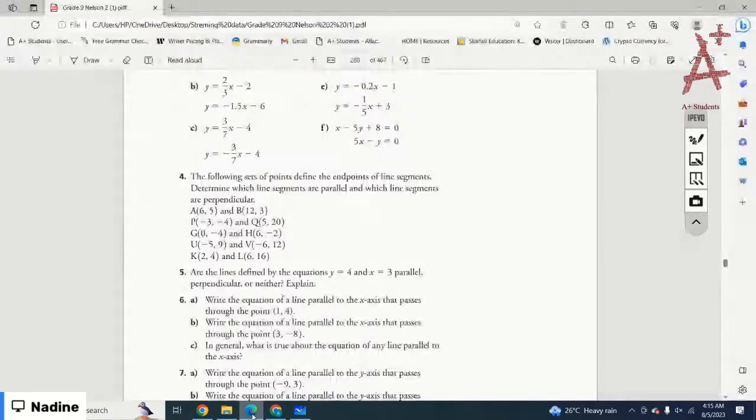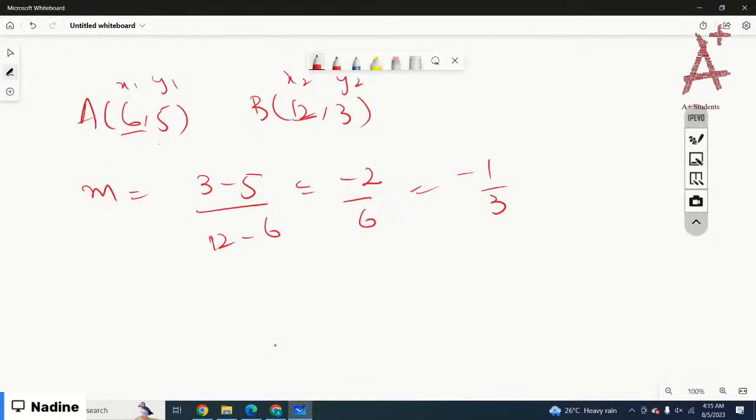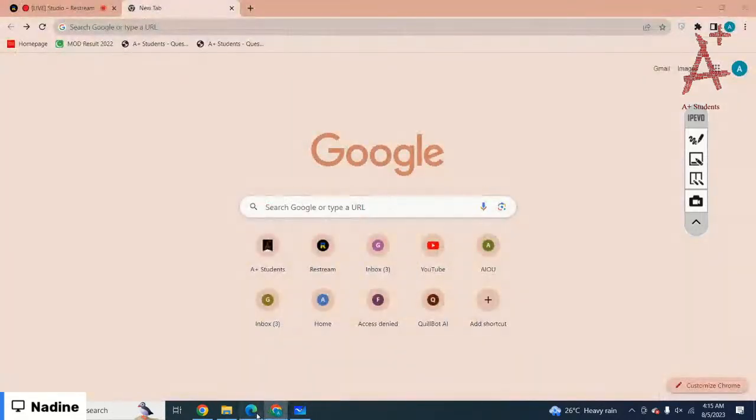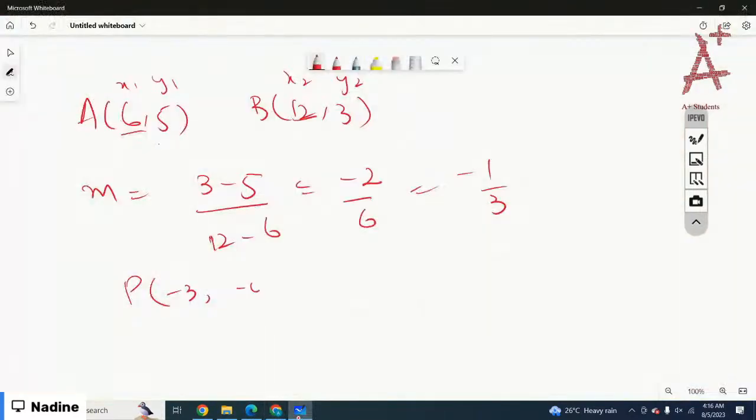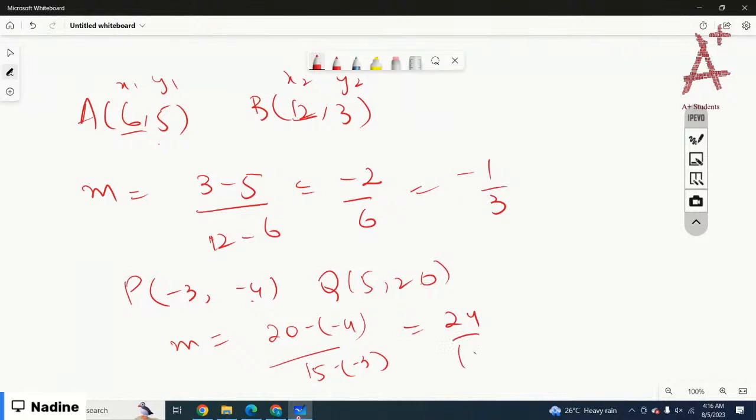Okay, let's see the points P and Q. P is negative 3, negative 4, and Q is 5, 20. Just calculate the slope, right? Y2 minus y1, 20 minus negative 4, and x2 minus x1, 5 minus negative 3. That would be 24 over 8.